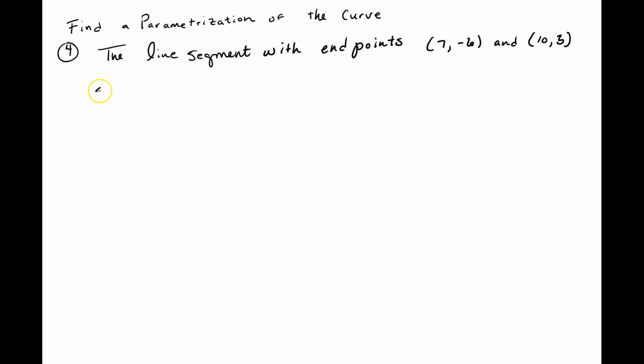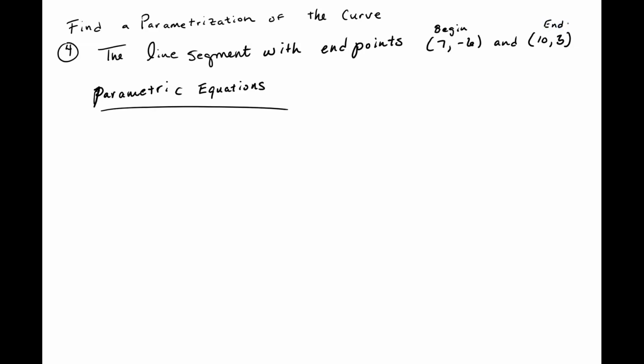That's what we're going to do here. We're going to make the parametric equations first. Once I've got those down, then I can parameterize the curve. So, parametric equations. I'm going to start off with this one, the line segment with endpoints 7, -6, and 10, 3. So this is the beginning, where it starts, and this is where it ends.